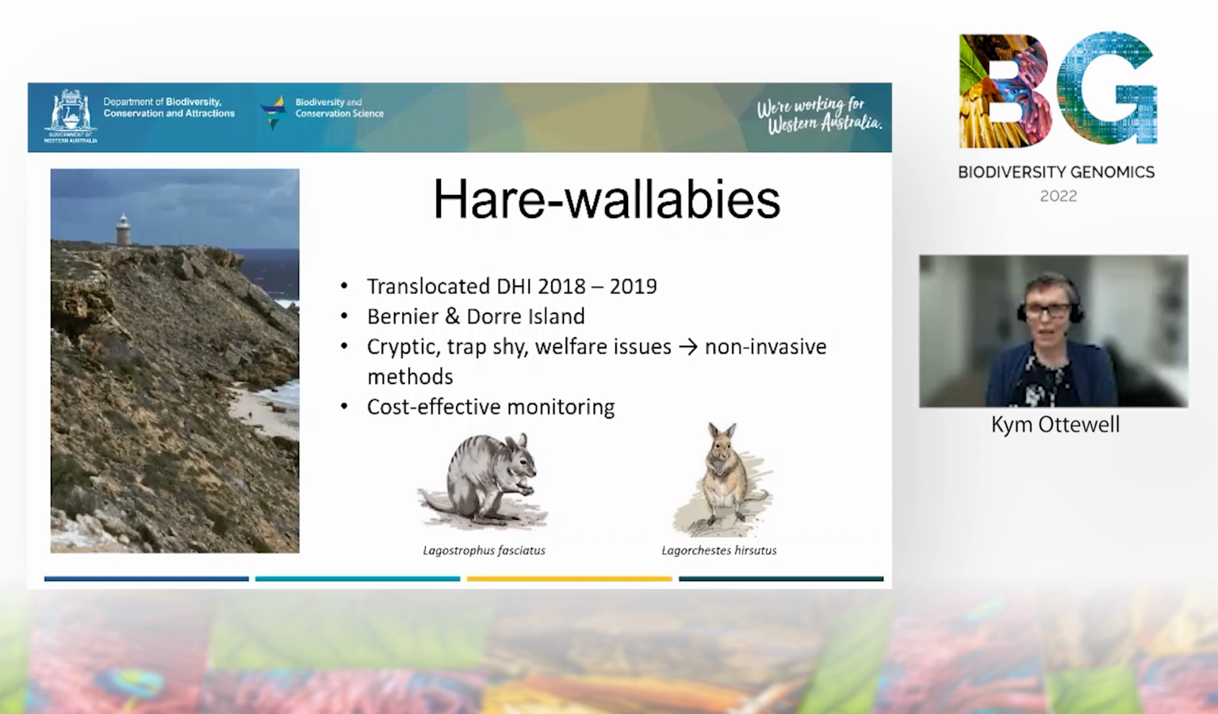Neither of the species readily enter traps, and both species, unfortunately, are quite susceptible to capture myopathy during capture and handling. So for these species, we've really had to focus on developing non-invasive monitoring survey methods. Non-invasive methods also give us an opportunity to provide more cost-effective monitoring rather than running full trapping or camera trap survey programs on the island.